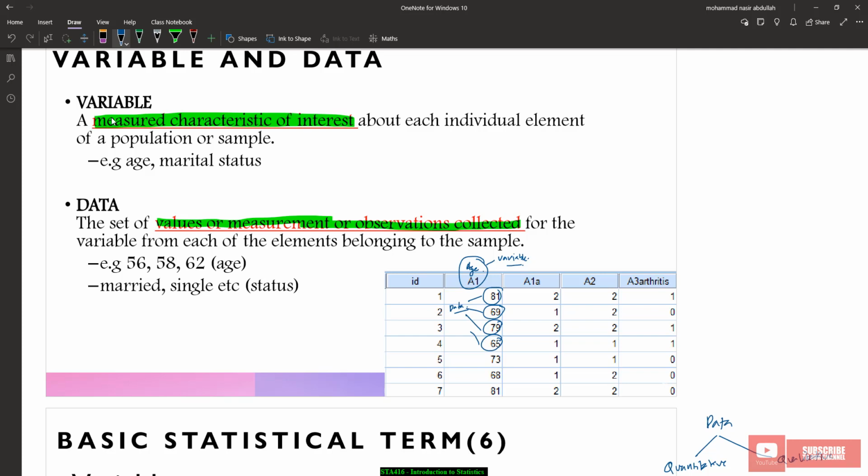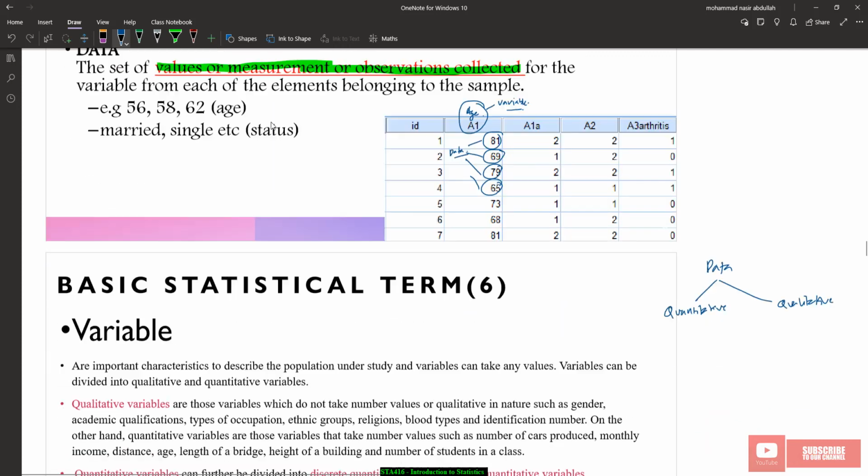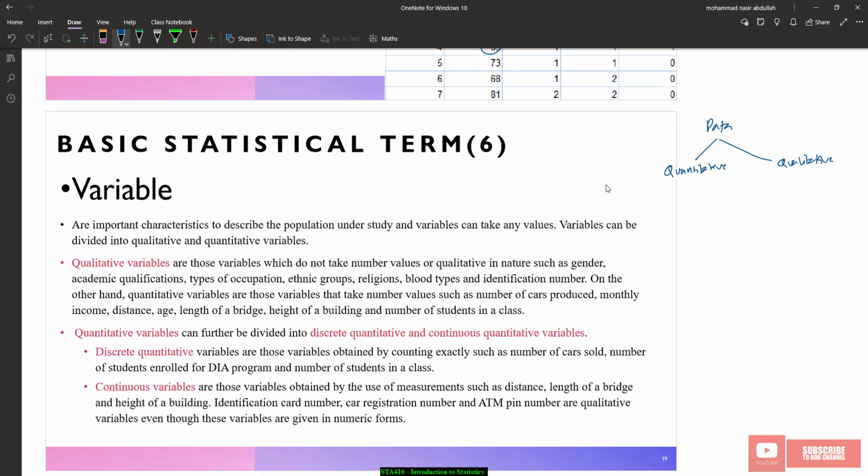So variable dengan data ni mesti selalu ada. Dia berkait rapat. So that's why normally data and variable are interchangeable. Benda yang sama. Kalau data tu adalah quantitative, variable also quantitative. Data itu adalah qualitative, variable also qualitative. It cannot be different. Boleh faham?